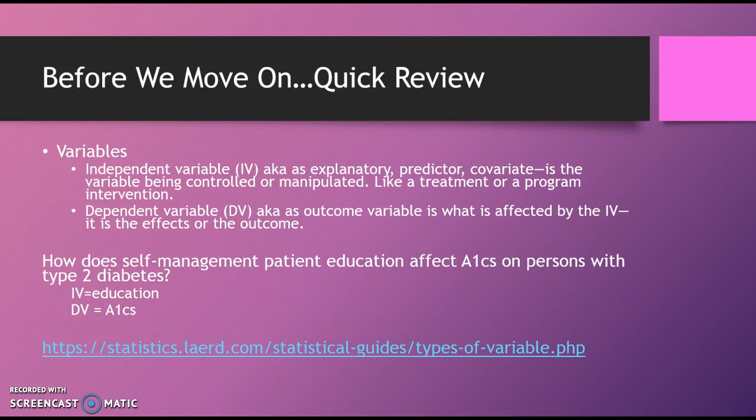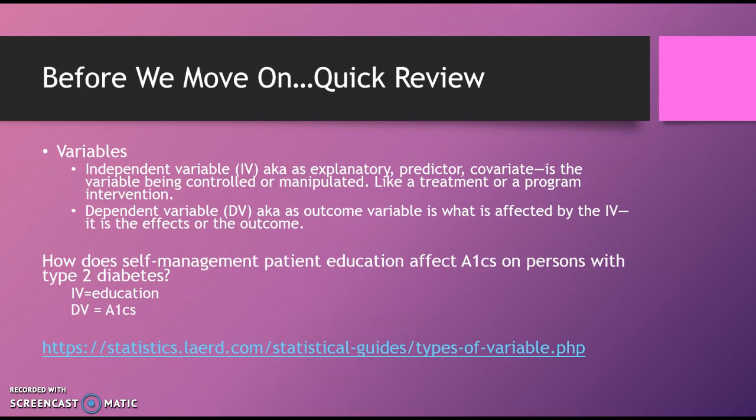The dependent variable is also known as the outcome variable. It is the variable that is affected by the independent variable. So it's the effect or the outcome of the independent variable. So if we had the research question of how does self-management patient education affect A1Cs in persons with type 2 diabetes, the independent variable would be the education, and the dependent variable is the A1Cs. The self-management patient education is the variable that we are introducing into the persons with type 2 diabetes to see what outcome it has on A1Cs.